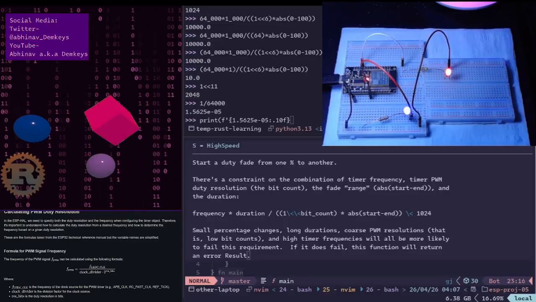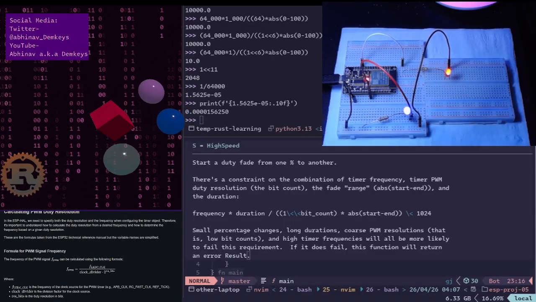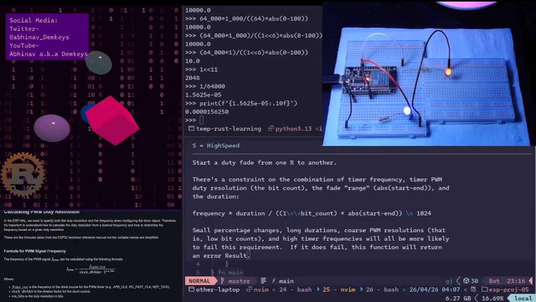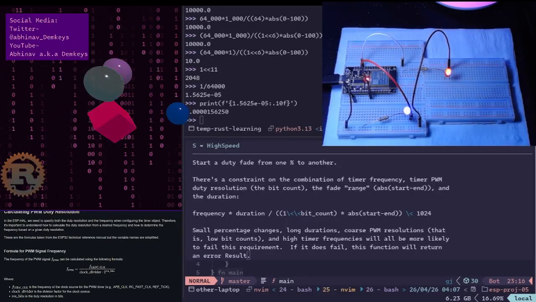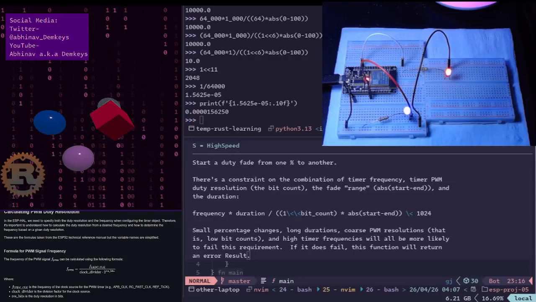Did I do that right? I did. Okay. How many nanoseconds or milliseconds is this? What was I even trying to do here? I forgot what I was trying to do.